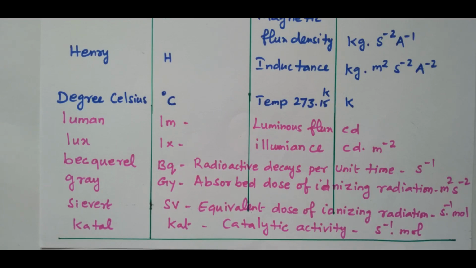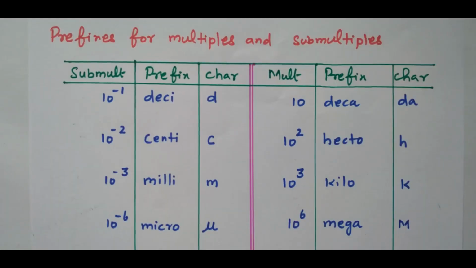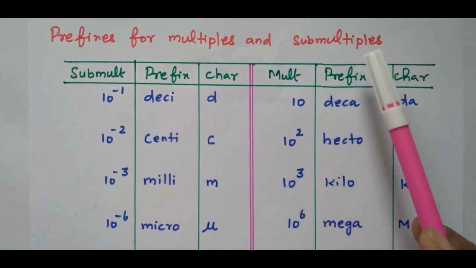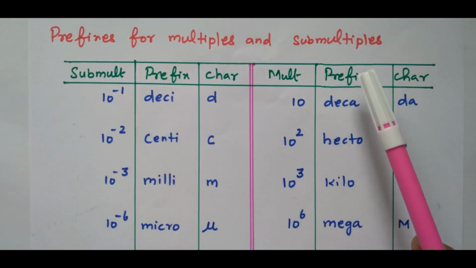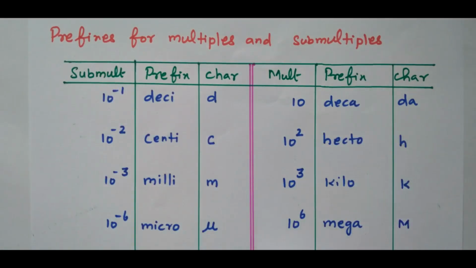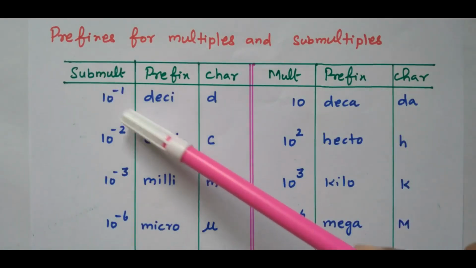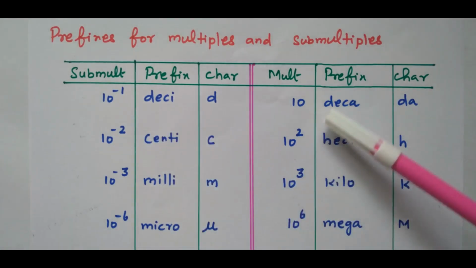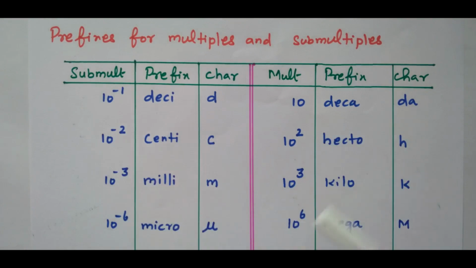Now we'll see the multiples and submultiples, that is 10 to the power minus 24 to 10 to the power plus 24 available. We'll see the terms one by one. We'll see the prefixes for multiples and submultiples, and how units are represented with the prefix. First we'll start from 10 to the power minus 1. These are all negative. We'll go to positive later.